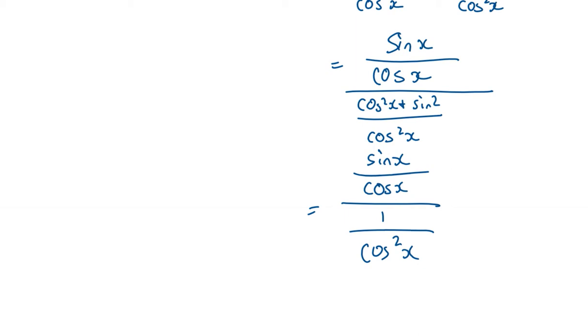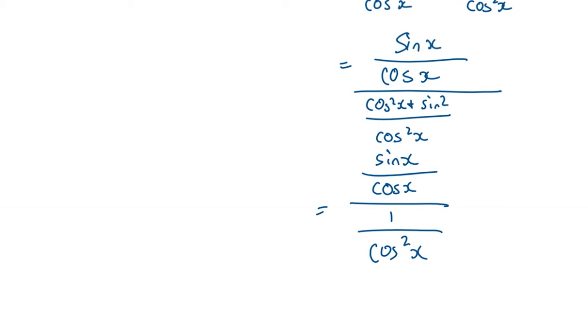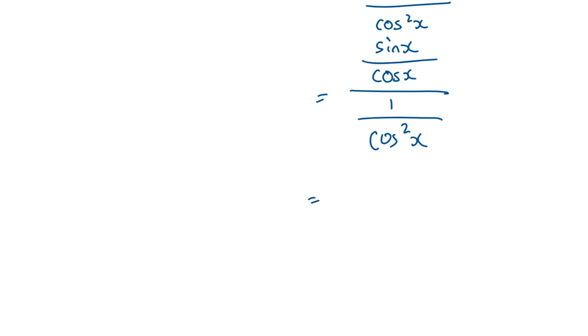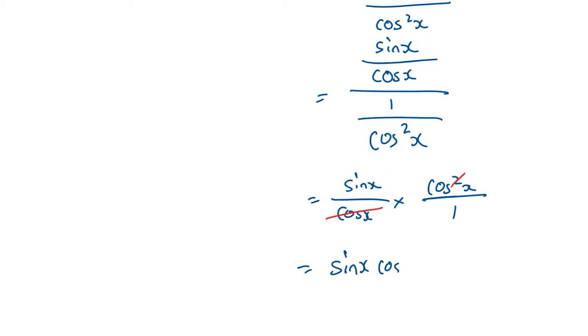Okay, now I'm dividing fractions. This is sine x divided by cos x, all divided by 1 over cos squared x. So I'm going to flip and multiply, over 1. And so one of these divides with that, and I end up with this being sine x cos x.